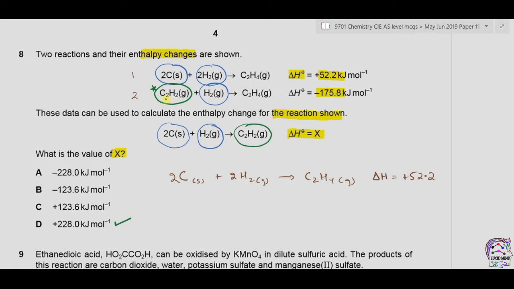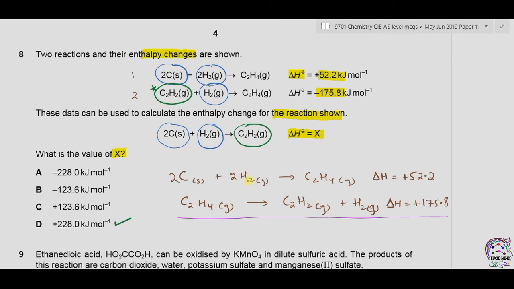Now we have to reverse the second equation to make C2H2 a product. So we can write C2H4 gas converts to C2H2 gas plus hydrogen gas. And if we are reversing the equation, we also have to reverse the enthalpy change. So the enthalpy change will become positive 175.8. Let's combine these two equations.